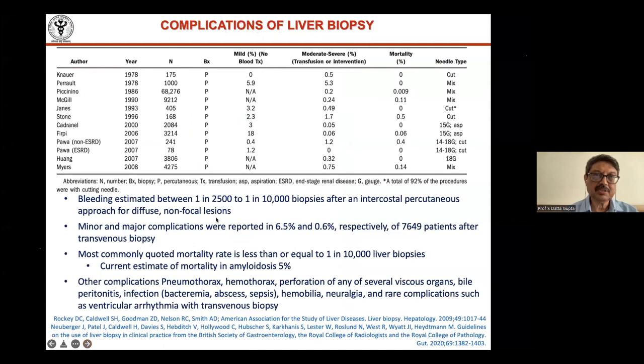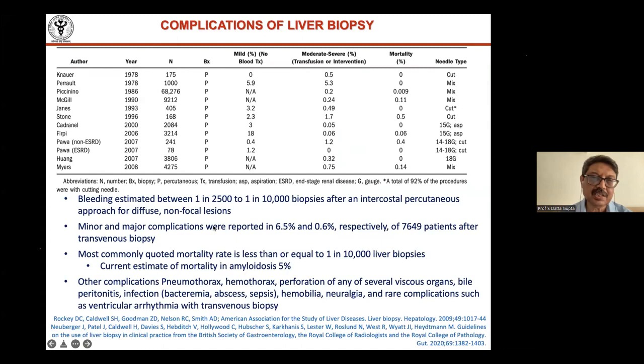Now, what are the problems in liver biopsies? This is one of the reasons why they're not done that often, but it's been found that bleeding can be anywhere between 1 in 2,500 to very rare, 1 in 10,000 or even less.